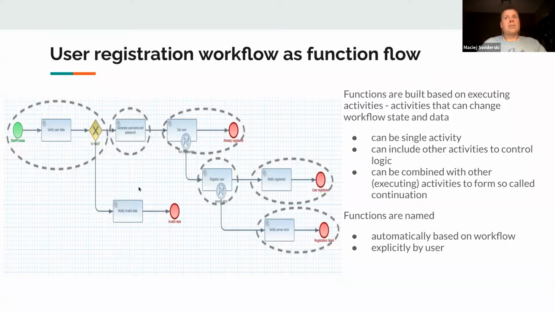So for instance, this notify invalid data, which is not really marked as a function itself, is brought together with the previous one, and it's based on the configuration here. So you can mark certain activities as a continuation of the previous one, and by that combine them into one. This is again to optimize on the elements that really do not make much sense to stand as individual functions, but can join the previous function call, so to say.